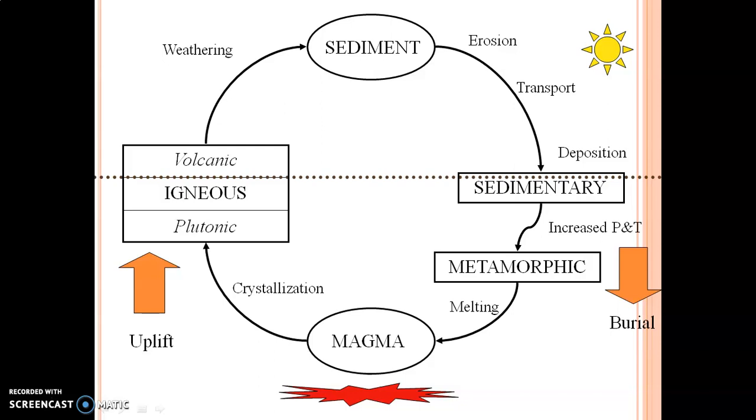When these sedimentary rocks are buried, they are subjected to increased pressure and temperature, forming metamorphic rocks. Under high temperature and pressure, these metamorphic rocks begin to melt and form magma. So this is called the rock cycle.